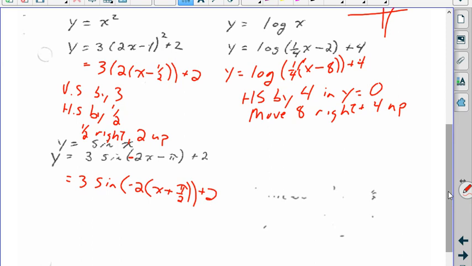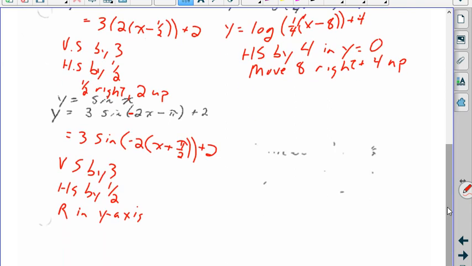So again, now that we're here: vertical stretch by 3, horizontal stretch by 1/2, reflection in the y-axis, negative. And then we moved it pi over 2 units left. And remember, that's a number, 1.58, something like that. Pi over 2 is the exact value. And then we have 2 up again.